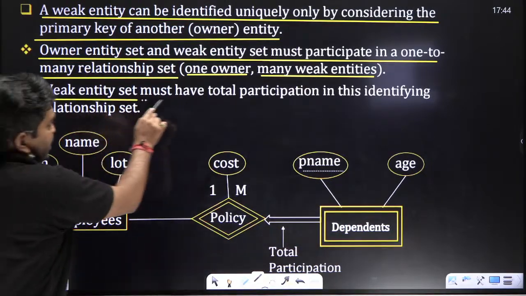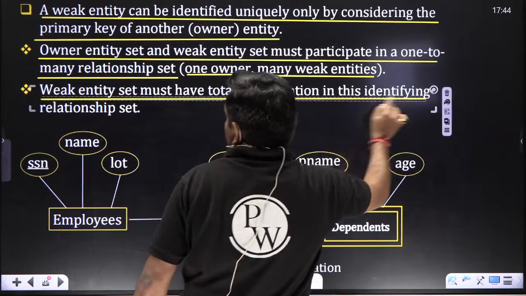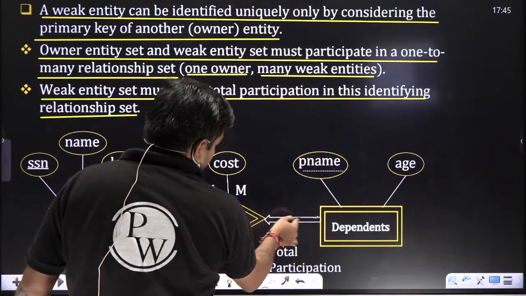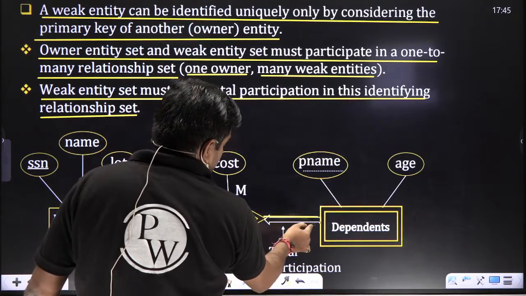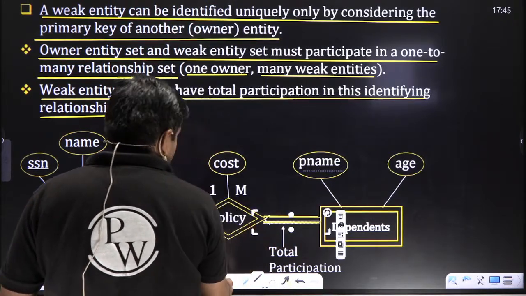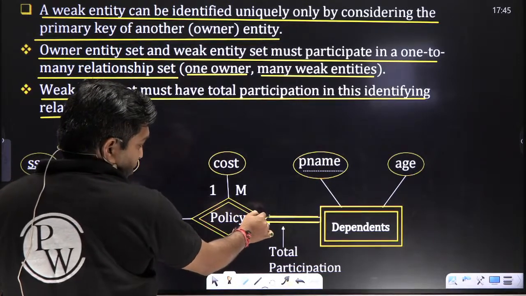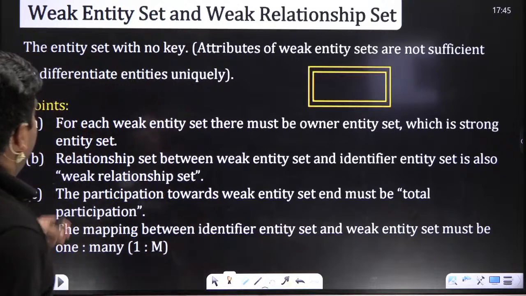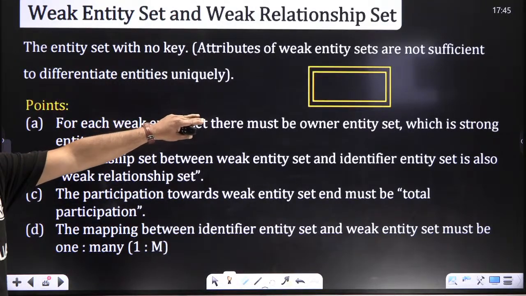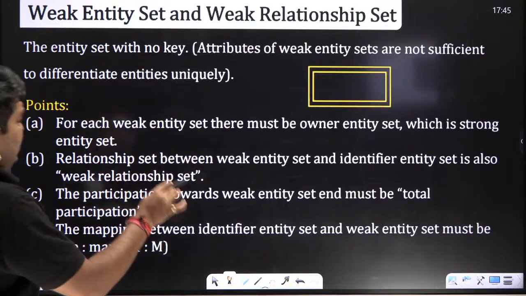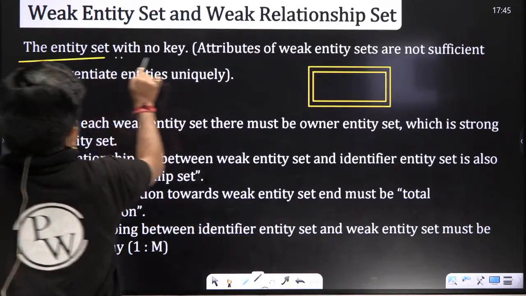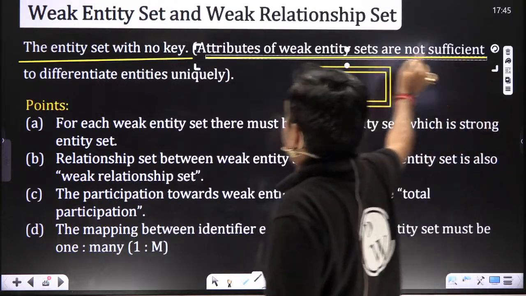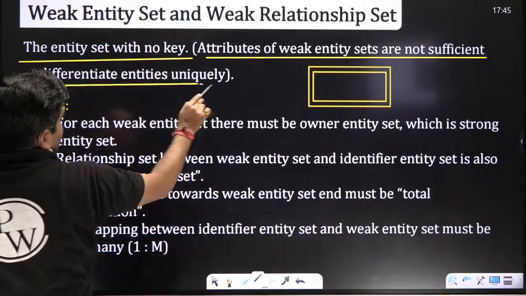And the weak entity set has total participation in the identifying relationship. You can see there is a total participation here. Clear? You can see the arrow here. This arrow means one side. This is represented by a double rectangle, and a weak entity set has no key, meaning the attributes of the weak entity set are not sufficient to differentiate entities uniquely.